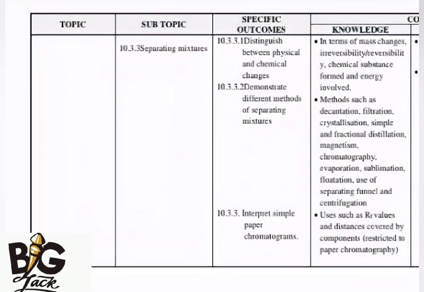Now, when you talk of chemical change, let's say, for example, if you take a paper and burn it, you are going to find that ashes are formed. Can you return the ashes back into a paper? No. That is an example of a chemical change.